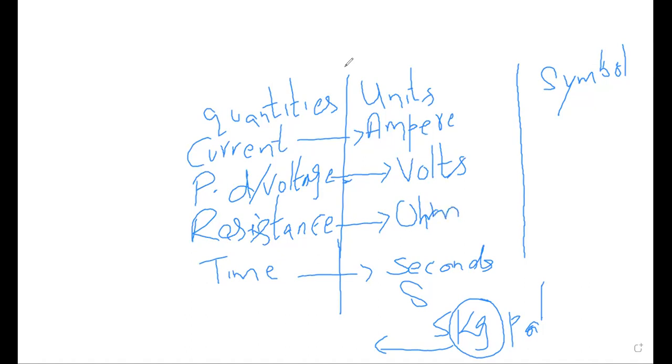Are you getting my point? Yes. So when we want to give them a symbol, we write A for ampere, we write V for volt, and we use a Latin sigma symbol, which is like this, for ohms, and we use S for seconds. So you got it now? Yes. You can write it on your page so that you can memorize it. Okay, I'm writing it down now.